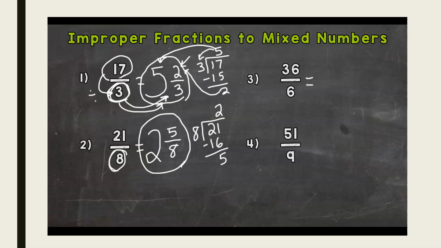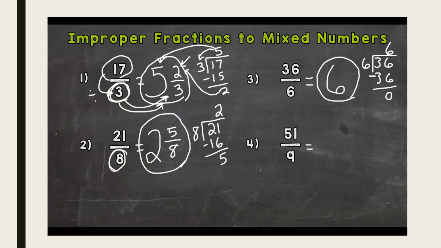Number 3, we have 36 sixths. So 36 over 6. The first step is divide. We need to do 36 divided by 6. And so we need to think, how many whole groups of 6 can we pull out of 36? And the answer to that is 6, right? And we hit 36 exactly. 6 times 6 is 36. And we do not get a remainder. So our answer is going to be 6 wholes. If there's no remainder, you're just going to have a whole number answer. So 6.